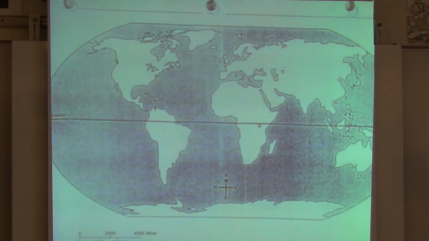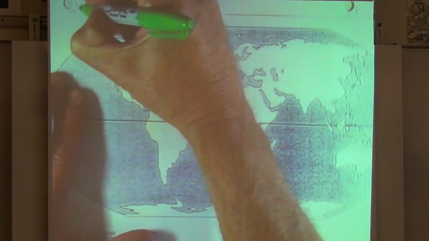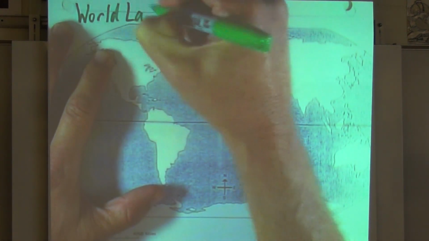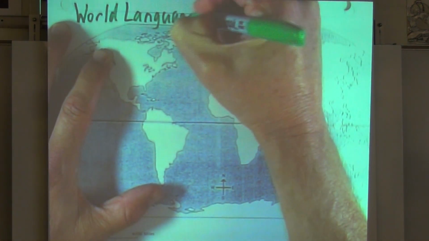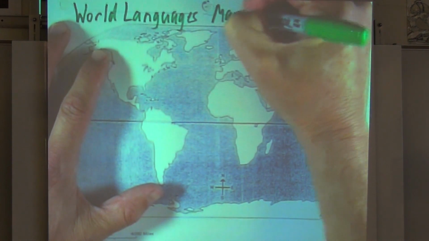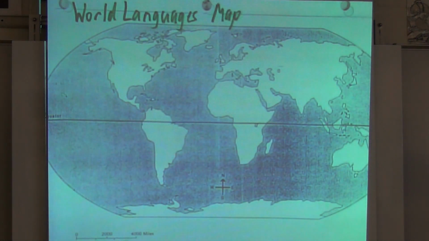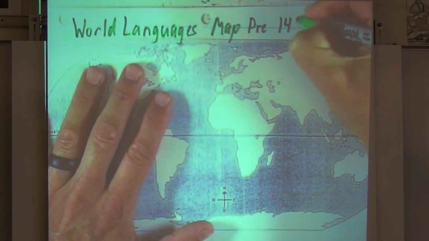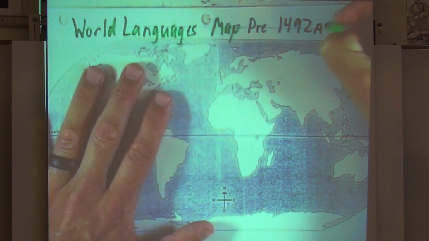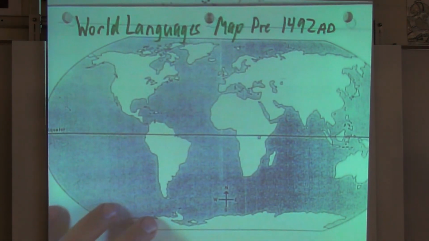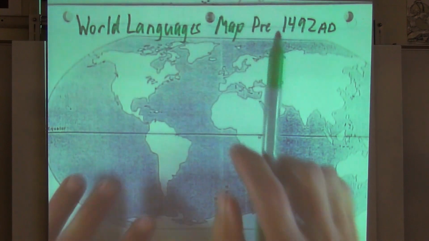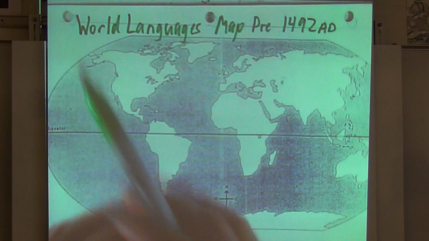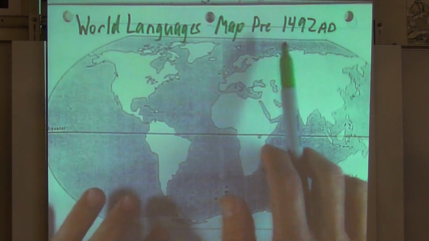All right, here we go. We're going to title these maps. I'm going to call these both the World Languages Map. Obviously they're going to be different because they're two different things, but this is the World Languages Map, and we're going to say pre-1492 AD. Before 1492. The question here is the languages spoken worldwide generally before 1492.